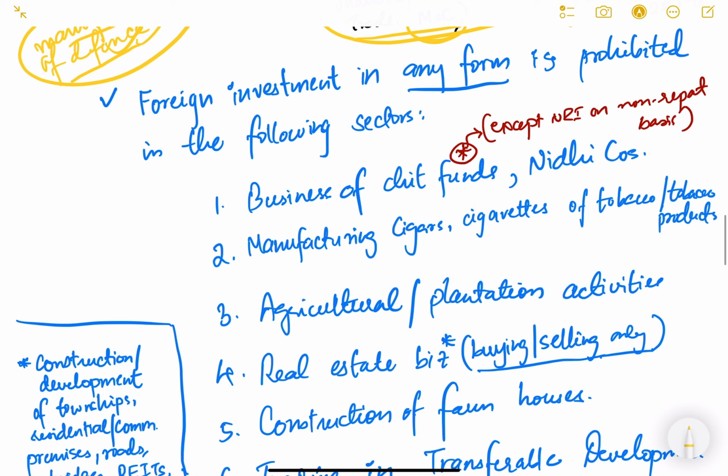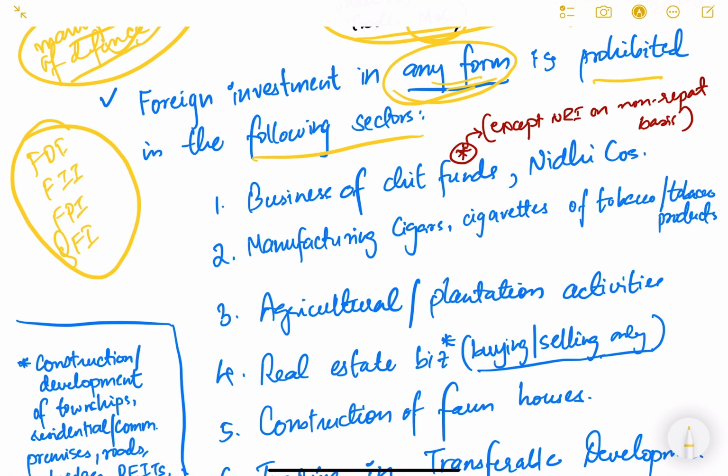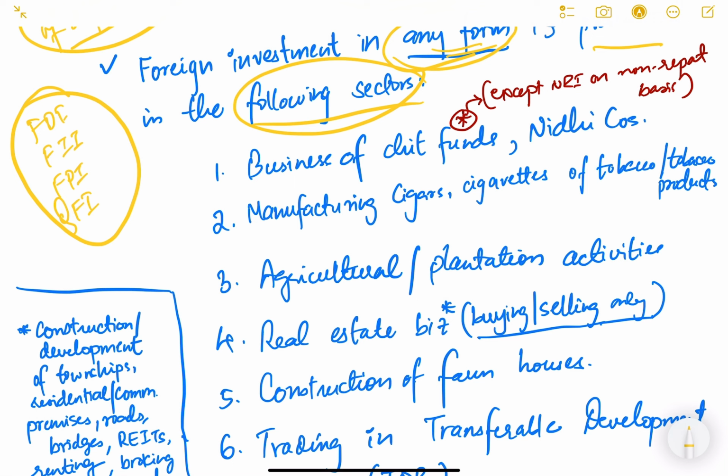Now see, foreign investment in any form, whether it is FDI or FII, foreign institutional investment, or FPI, or qualified foreign investment, anything, is prohibited in the following sectors. So no foreign investments are allowed in the following sectors. One is the business of chit funds and nidhi companies. In chit funds, only the NRIs, non-resident Indians, on a non-repatriation basis can invest.